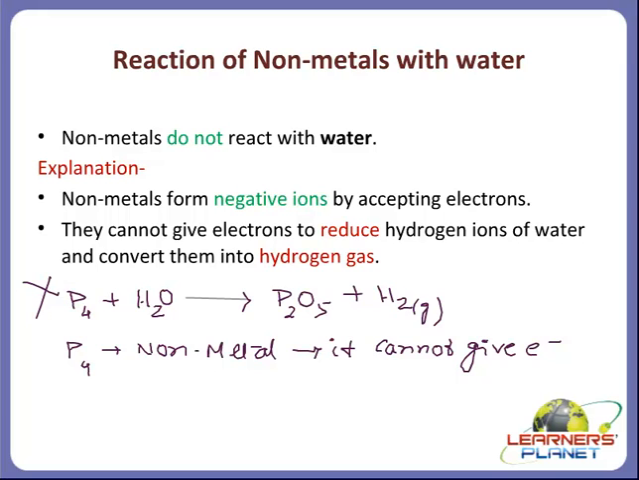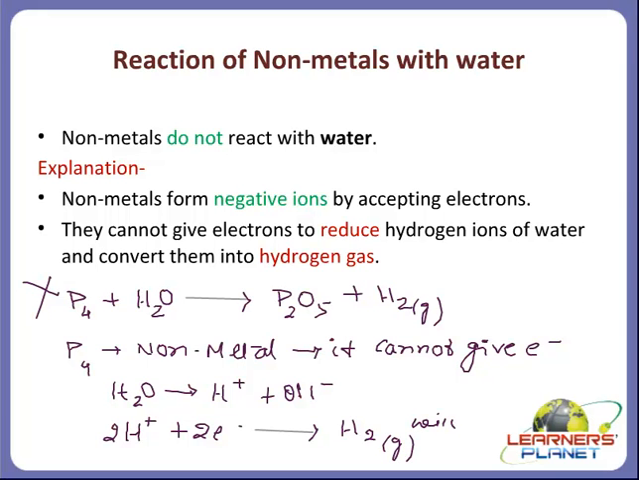Now for the release of hydrogen gas, water dissociates and forms H plus and OH minus ions. For this hydrogen to be released as H2 gas, what does it require? It requires 2 electrons. Now from where will these 2 electrons come? Phosphorus is a non-metal. It is not going to give any electron. So hydrogen gas will not evolve.